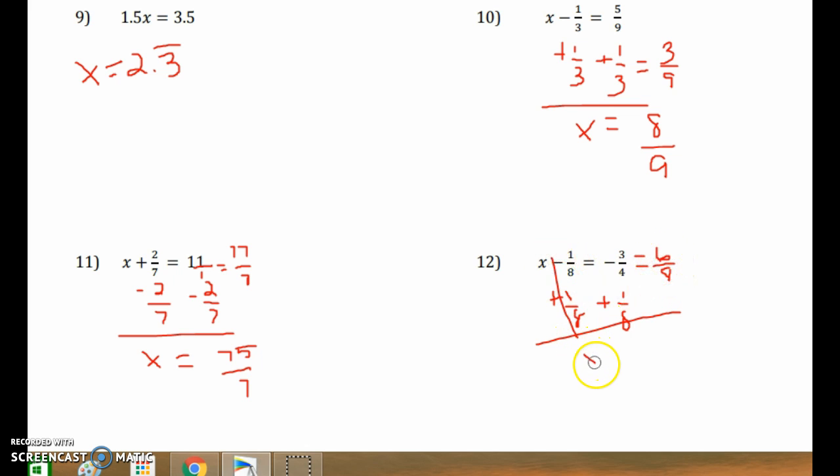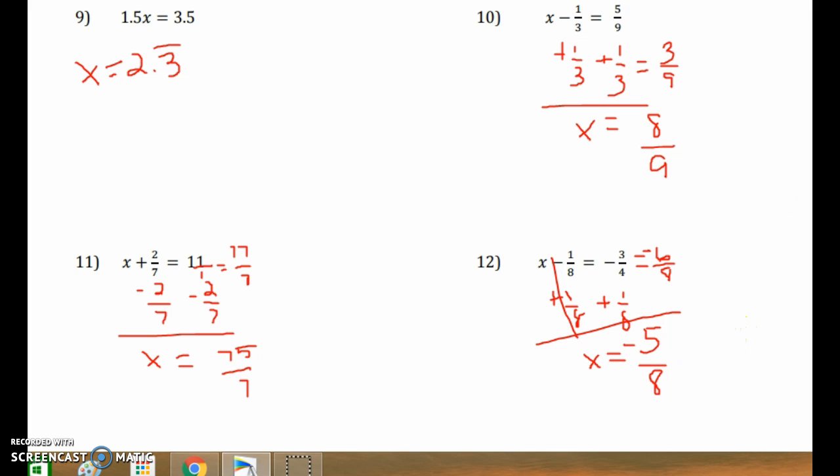These cancel out. X equals, now don't forget, this is really a negative because that's what it was when it was 3/4. So the signs are different. If the signs are different, I subtract. 6 minus 1 is 5, and it's 5/8. And in this case, I have more negatives, so it's negative 5/8.